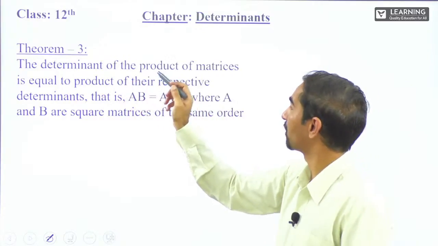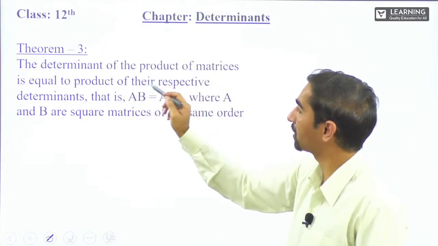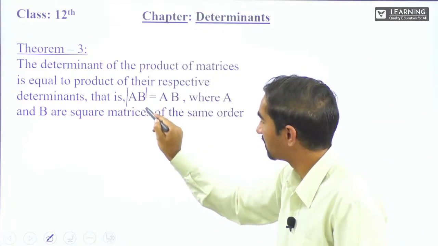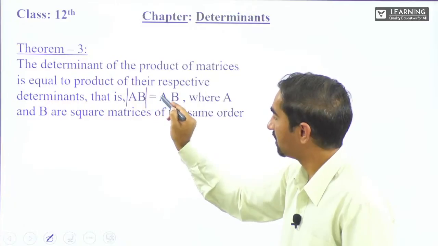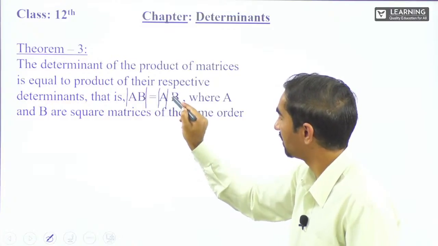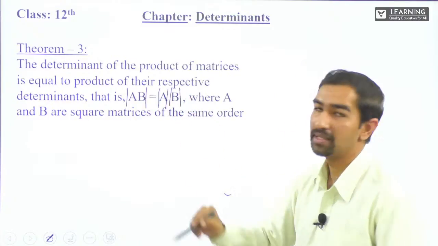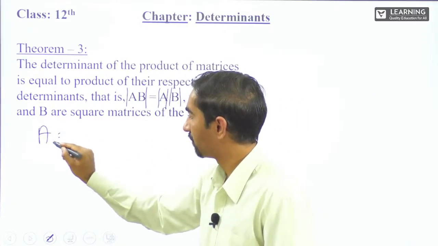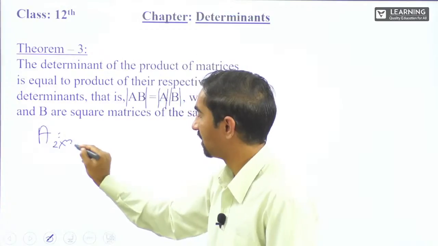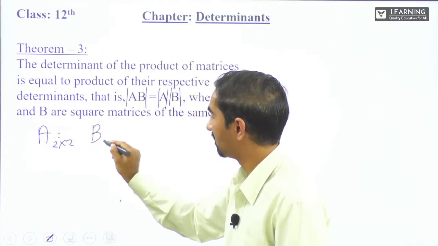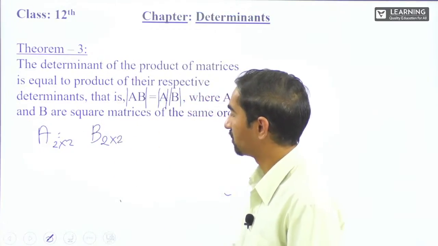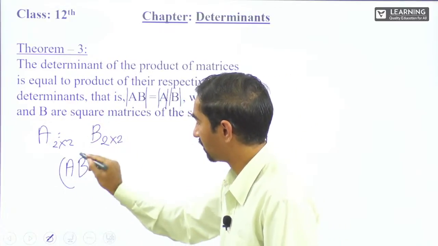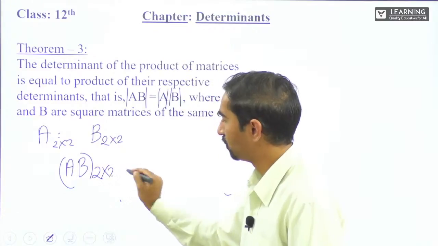The determinant of the product of matrices is equal to the product of the respective determinants. So here what is happening? See this? Determinant of AB is equal to determinant of A into determinant of B. So you can consider one square matrix A of order 2 cross 2 and also another square matrix B of order 2 cross 2. Multiply these both matrices. What would be the order of that product? The order of that product would be 2 cross 2 again.